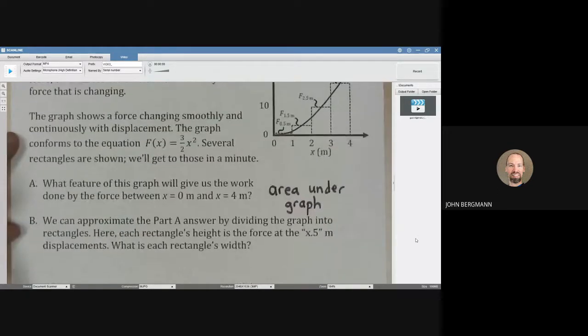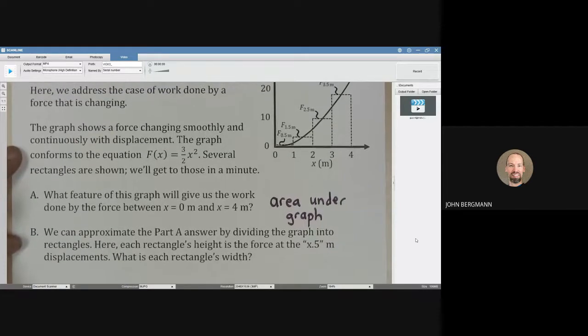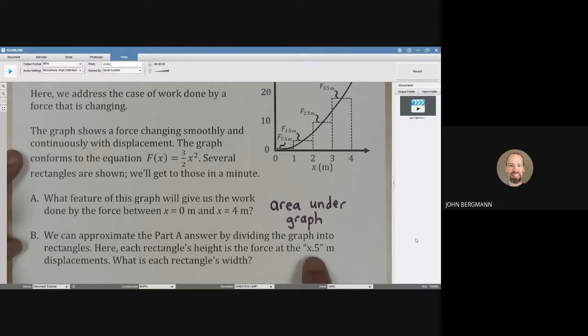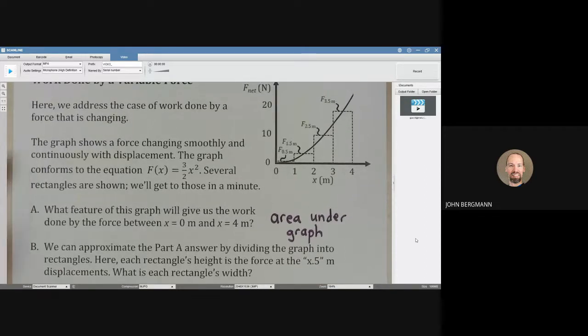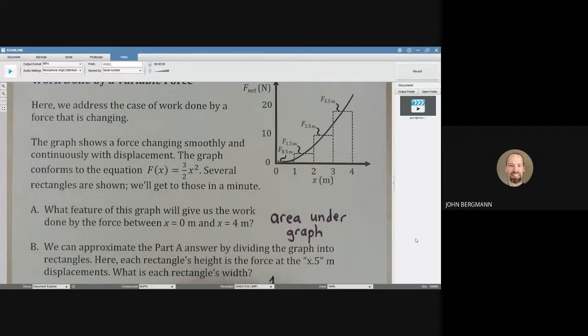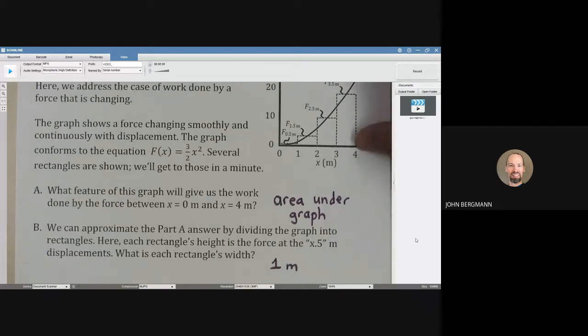We can approximate this answer by dividing the graph into rectangles. Here, each rectangle's height is the force at the 0.5 meter displacement. And what is each rectangle's width? If we look at the picture here, we can see that the width of each rectangle is 1 meter for this particular example that we're doing.